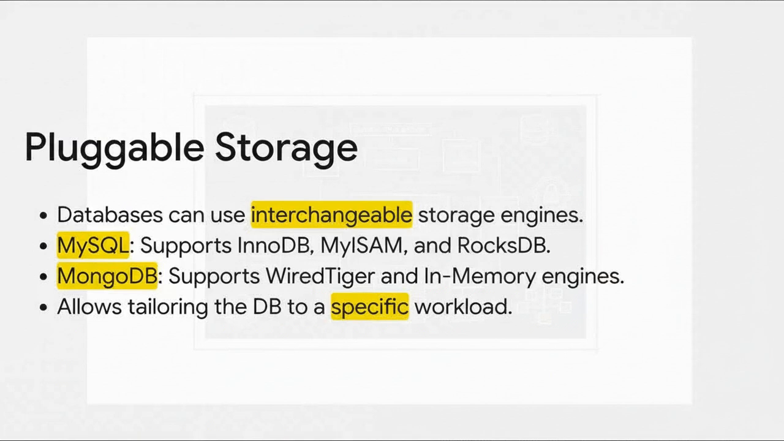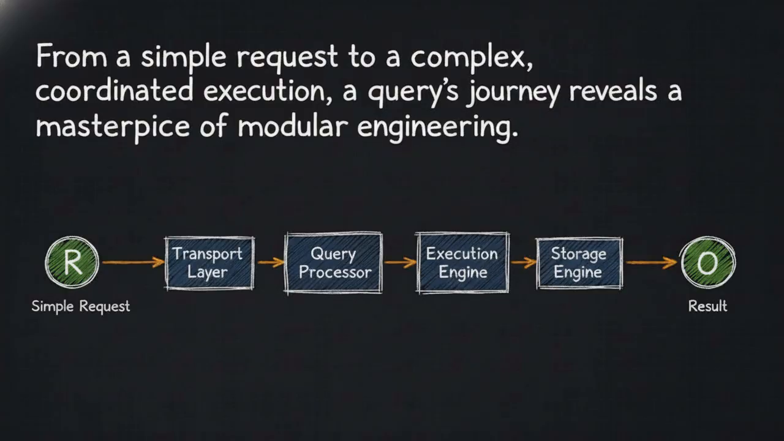And this whole modular design is so powerful that many modern databases actually let you swap out the entire storage engine. It's wild. You see this in systems like MySQL or MongoDB, where you can choose from different engines, like InnoDB or Wired Tiger. Each one is optimized for a totally different task. This gives you, the developer, incredible power to tailor your database's storage to perfectly match what your application needs.